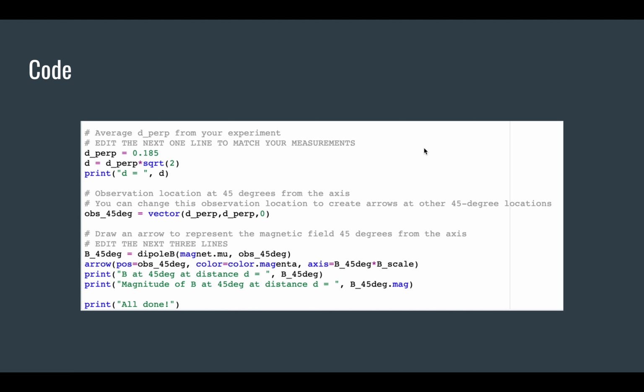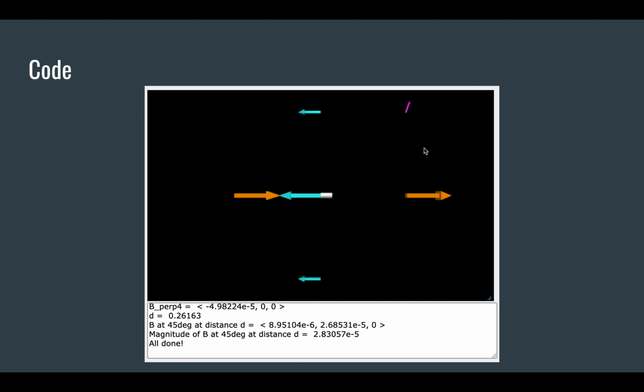After that, I drew arrows for each of those 6 points as shown in the code here, and finally I did the same but for an observation location at a 45-degree angle off axis from the dipole axis. Here's the final result, which shows the two on-axis magnetic fields in orange, the 4 perpendicular magnetic fields in light blue, and a 45-degree off-axis magnetic field in purple. You can see the arrows are scaled proportionally to the magnitude of the magnetic field they represent.